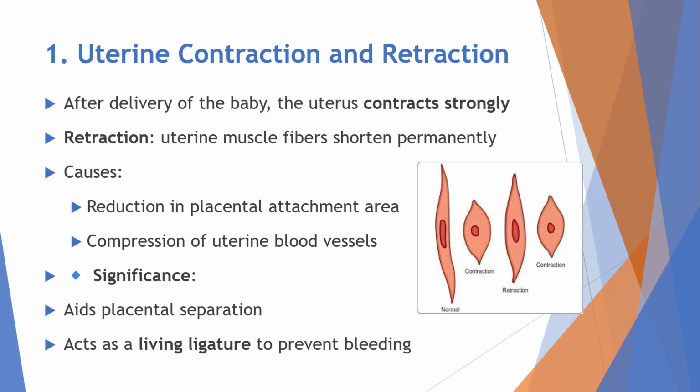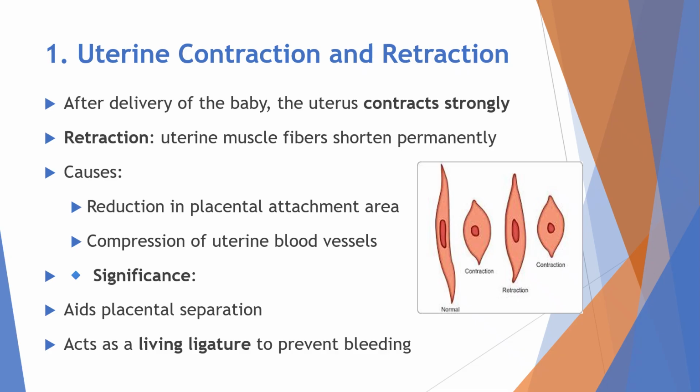Now we will discuss uterine contraction and retraction, which is an important process in the third stage of labor. After the baby is delivered, the uterus contracts very strongly. These contractions are necessary to help the uterus become firm and smaller. Along with contraction, another important process called retraction takes place. Retraction means that the uterine muscle fibers do not return to their original length after contraction, but instead they shorten permanently. Because of this, the size of the uterus gradually reduces.